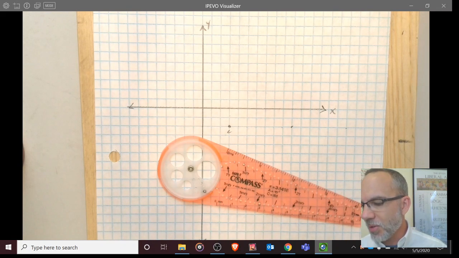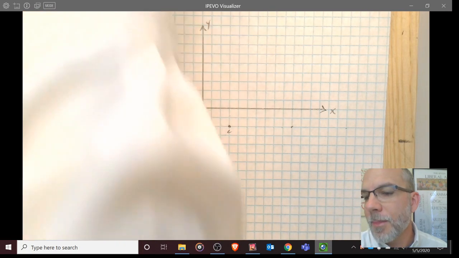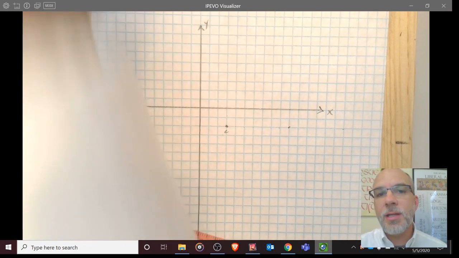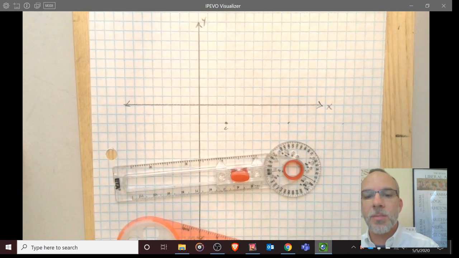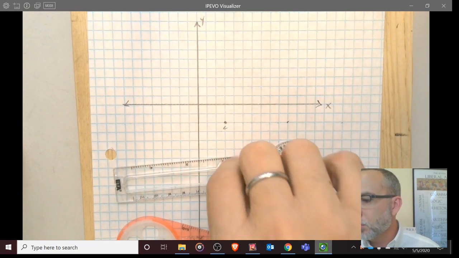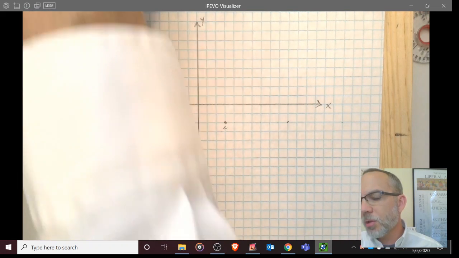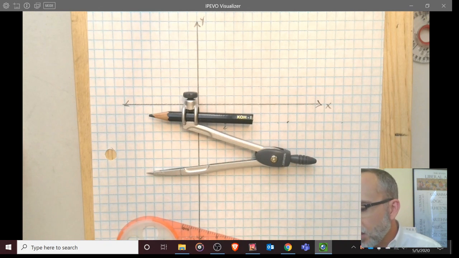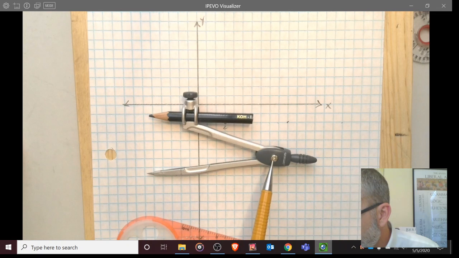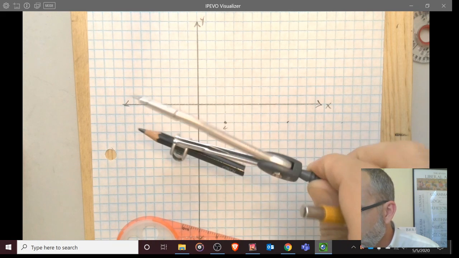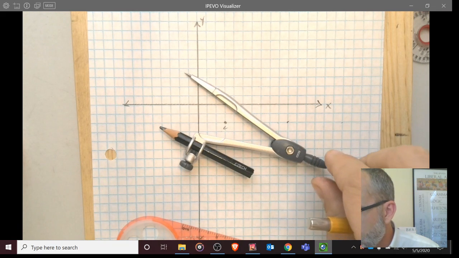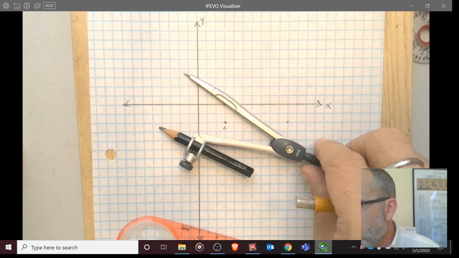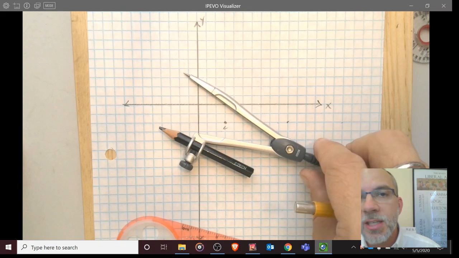I'll show you how to use this one in a minute. This one's really neat. This one is kind of a similar compass to the one I just showed you, but most of the time you're looking at something like this. This one's good. It's got a little adjustable tension screw with a nut right here that will allow you to fix it and have it stay tight on you while you draw your circle and not slip.